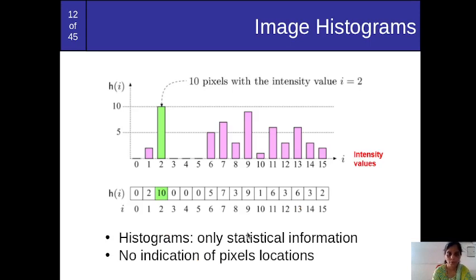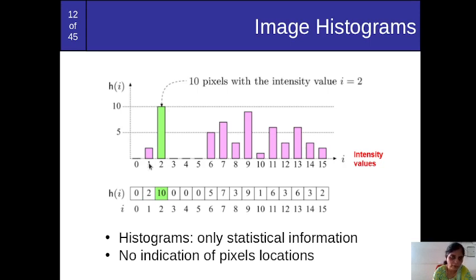So to get a better view, let us consider a very simple, basic example. Here there are different intensity values from 0 to 15. So 16 intensity values are present in an image, and this is the number of times a particular value is appearing in the image, denoted by h of i. As we can see, there are no pixels in the image having an intensity value equal to 0.